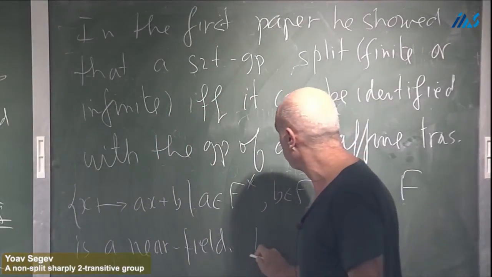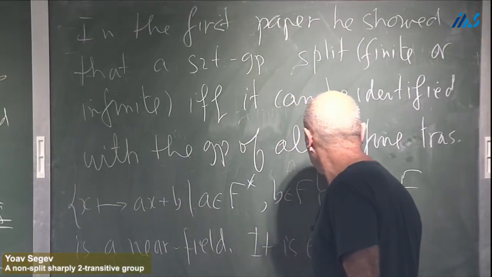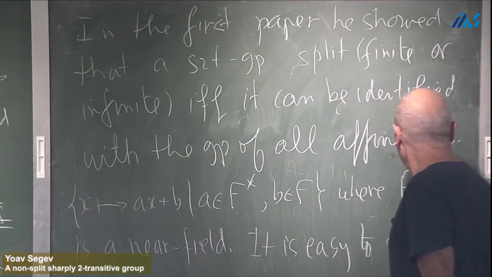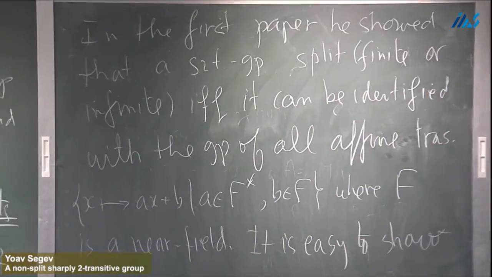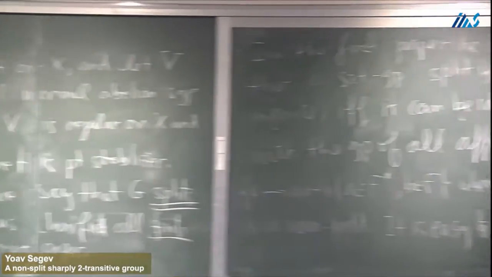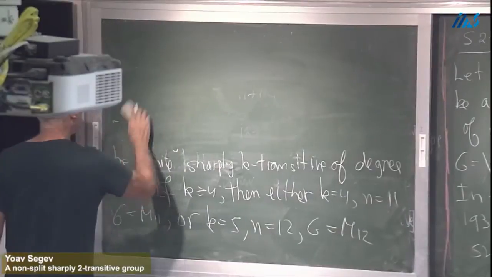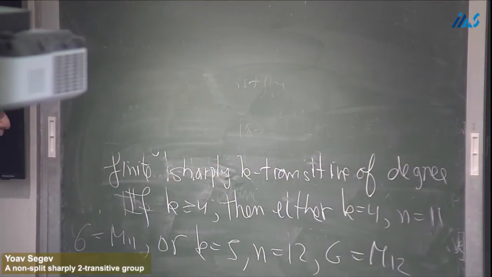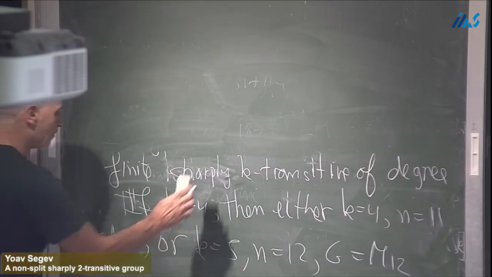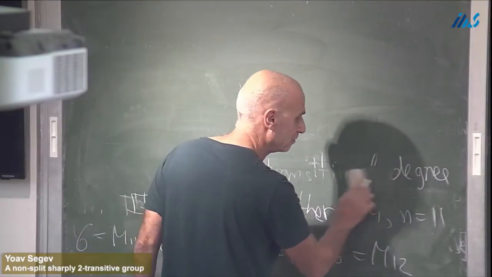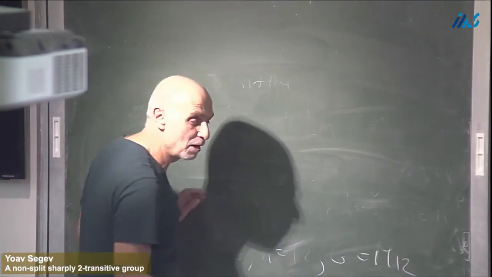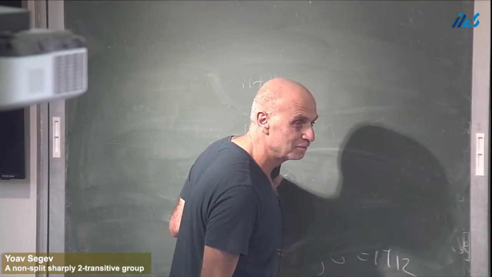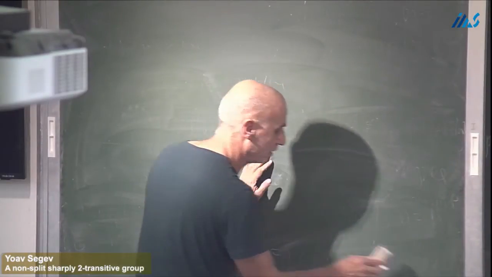Now it is easy to show that a finite sharply two transitive group splits. What is a near field? A near field has the distributive law only on one side, and the addition is not assumed commutative. And F is the set on which the group is acting.